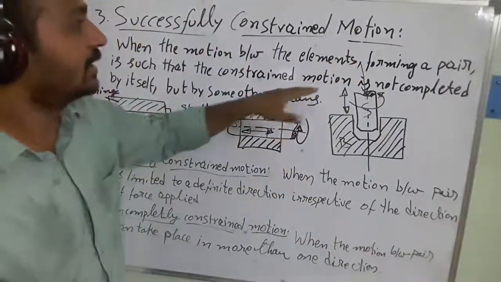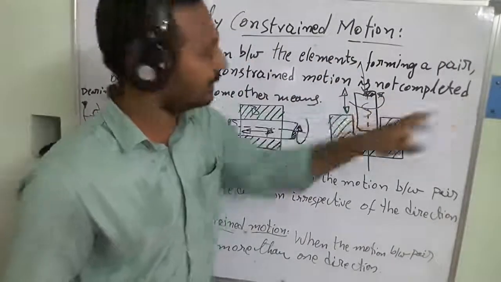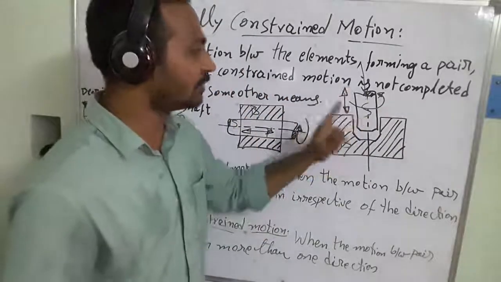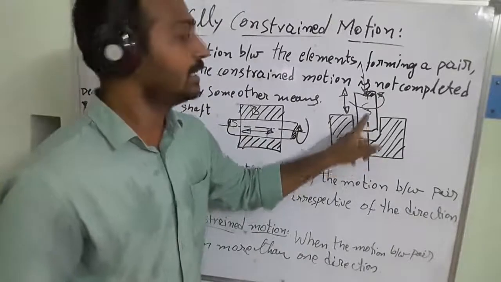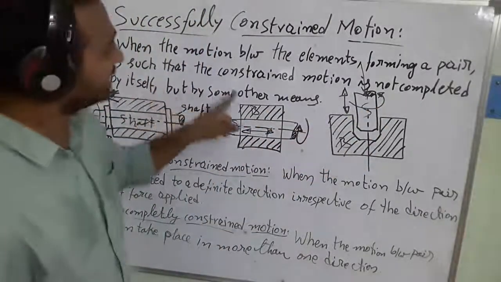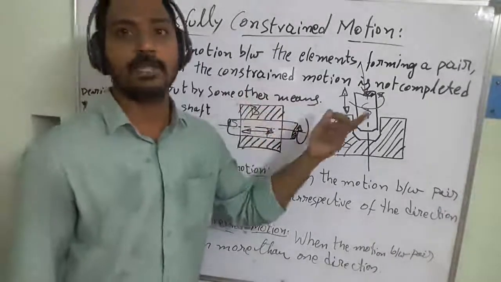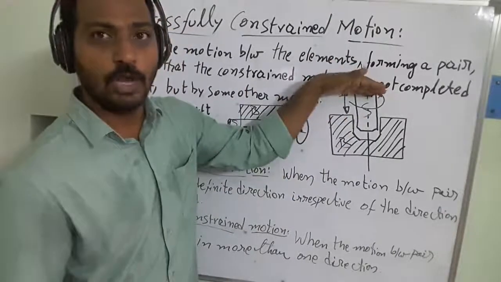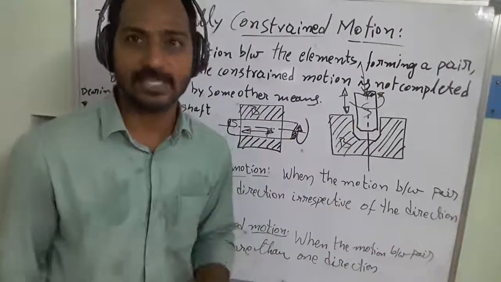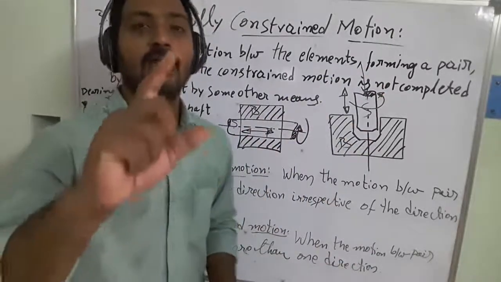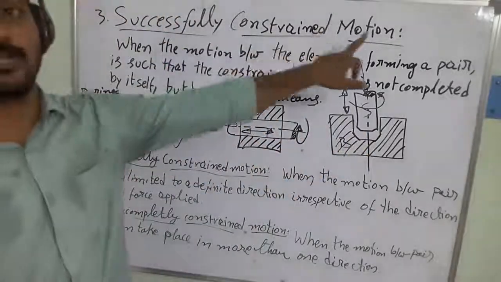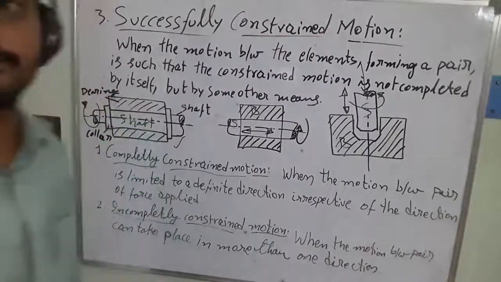That motion is not complete by itself, right? This motion is not complete because it has two types of motion: one is translatory motion, the second one is rotary motion. By itself it cannot make it. But by some other means, we apply the force at the top of this one and fix it within the bearing, then it will start to rotate about its own axis. That means we get a definite motion after applying the force. That is what we call successfully constrained motion of the bearing.